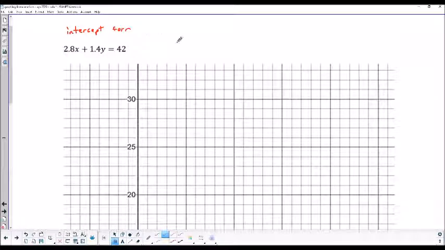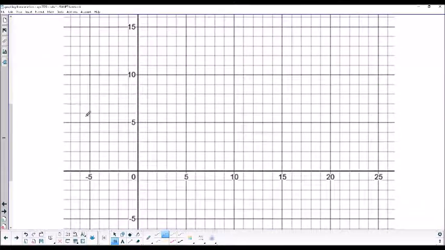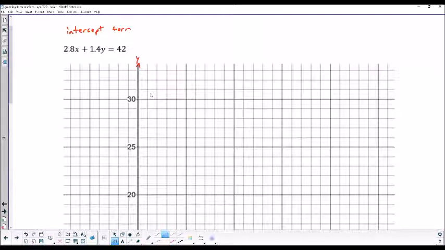Recall from one of the last videos that the x value of any point along the y-axis is going to be 0, and the y value for any point along the x-axis is going to be 0. So the x-axis is where y equals 0, and the y-axis is where x equals 0. If I want to find the x-intercept, that is where the graph crosses the x-axis, so I know that y is going to be 0 at that point.